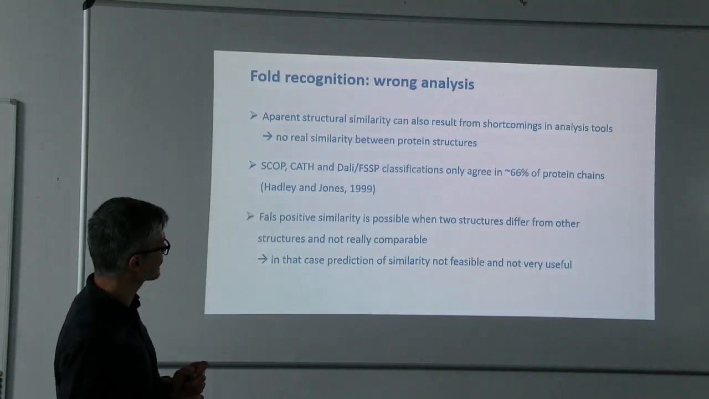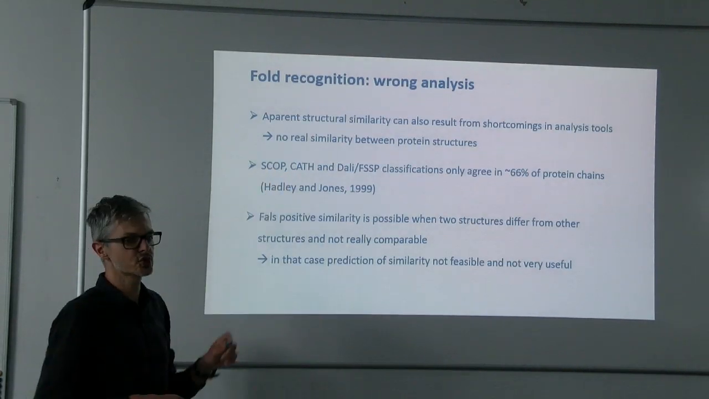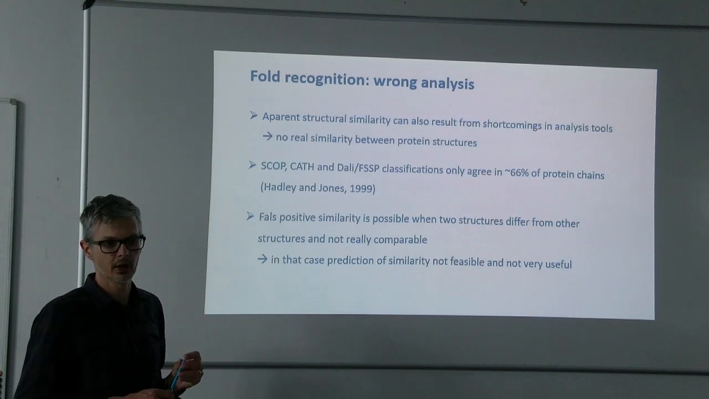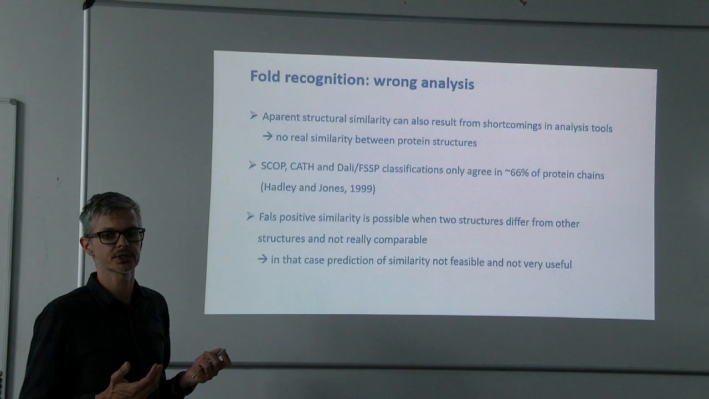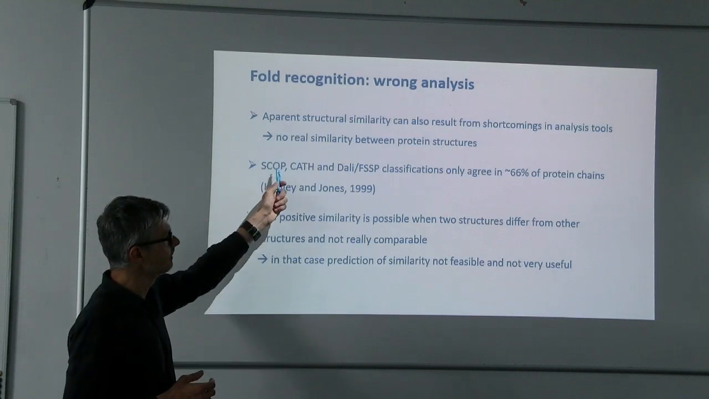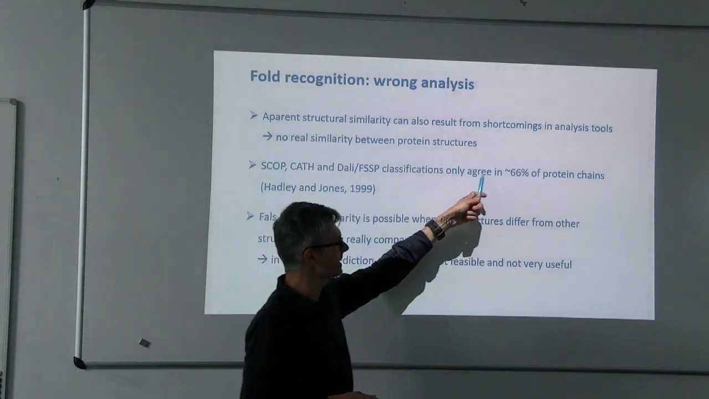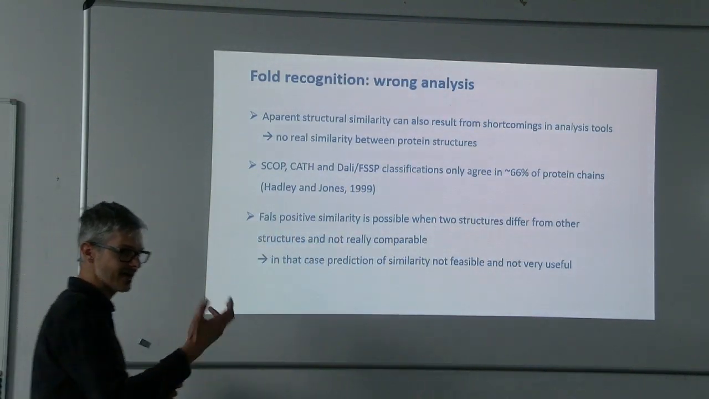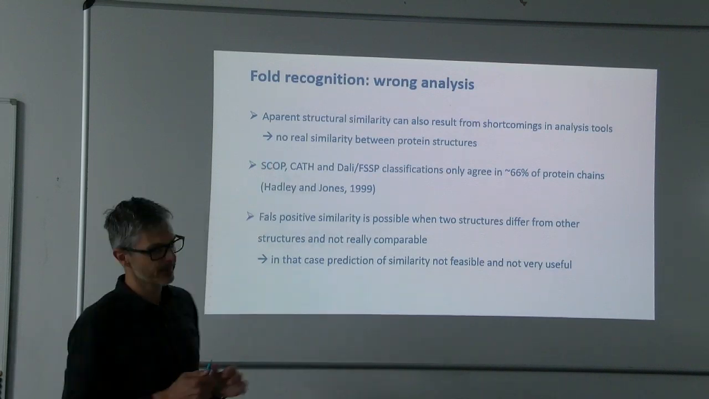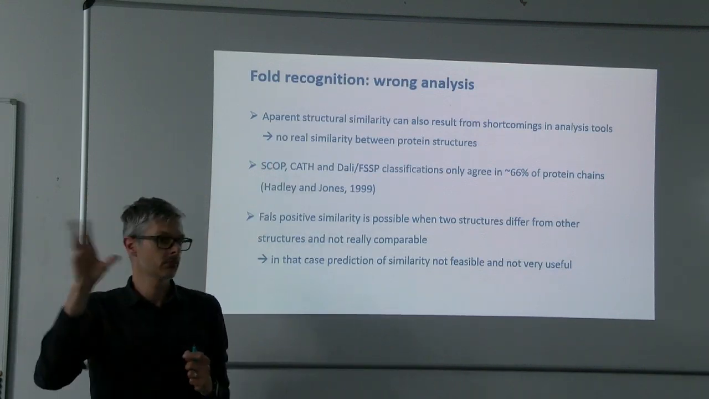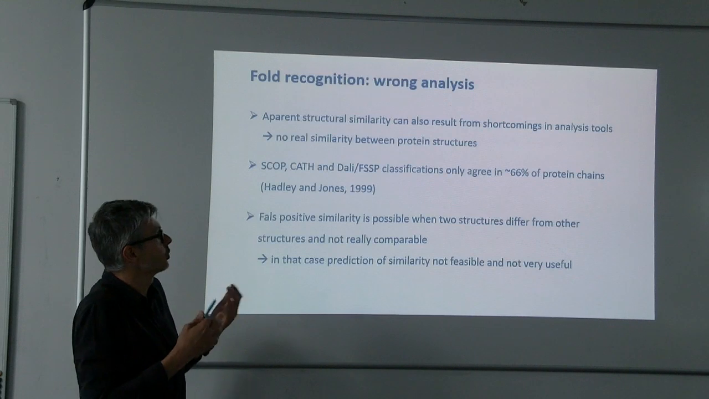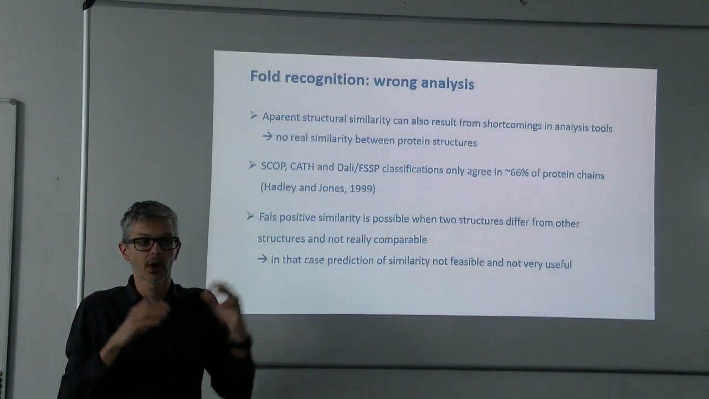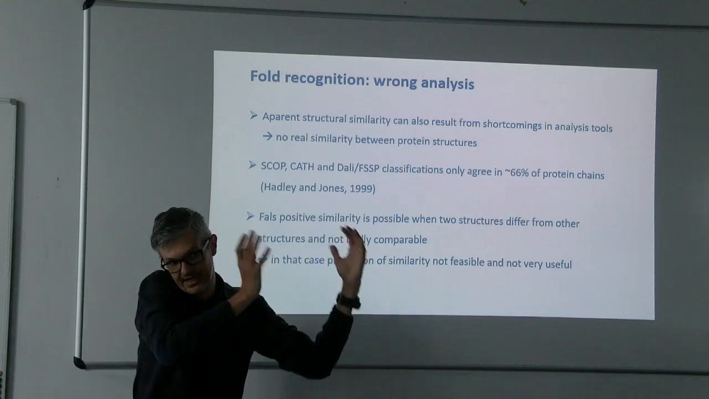And then wrong analysis. I talked about the SCOP and the CATH databases. I don't know if you remember what these databases are for: classification of structures. If you compare them, they only agree in about 66% of the protein chains, which means you have a structure, you look it up in the SCOP database, and it is in one kind of classification. It could well be that in the CATH database it's in another part, so another type of classification.